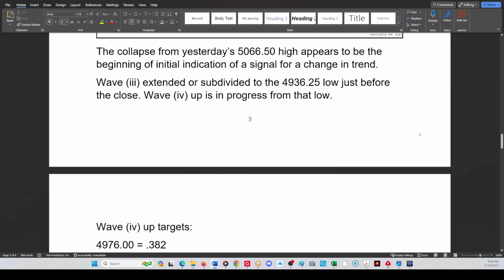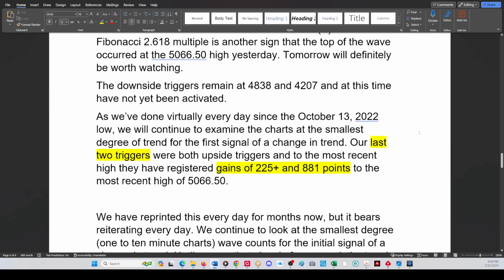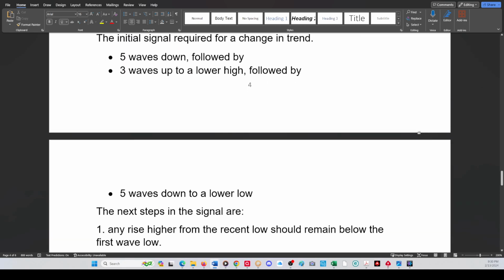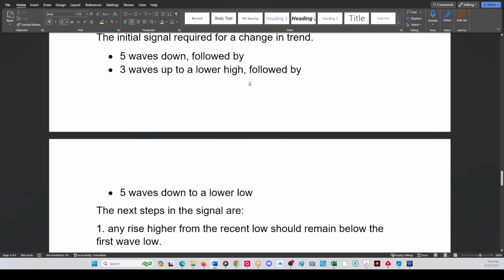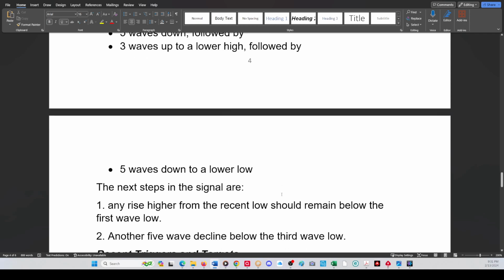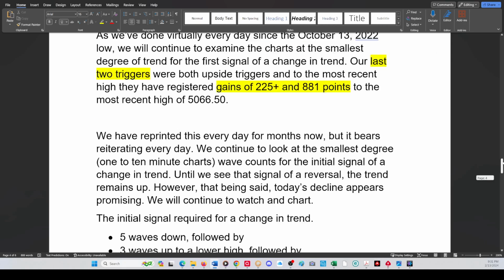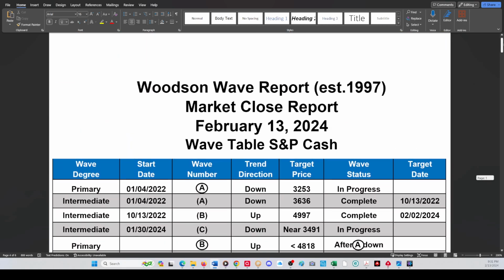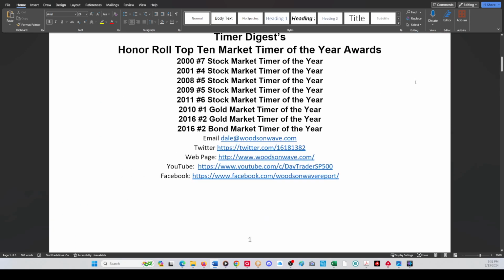Okay, 5 waves down unfolding. There we go. Initial signal for a change in trend: 5 down, followed by 3 up to a lower high, followed by 5 down to a lower low. And then we need to see any rise from that low remain below the first wave low, and another 5-wave decline below the 3rd wave low. We've been looking for months for that. Looks promising. We still don't have validation, but it's pretty darn close.